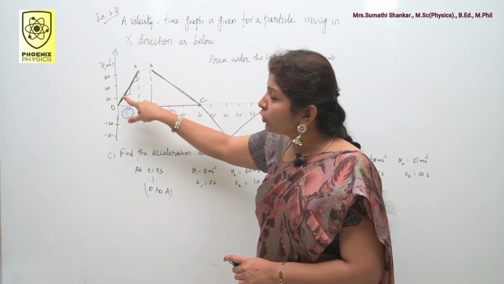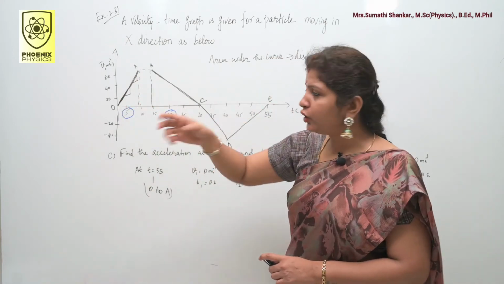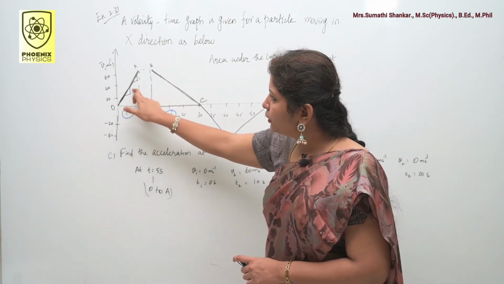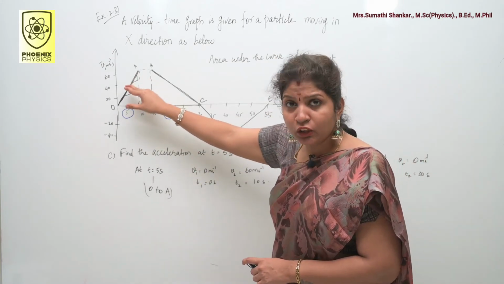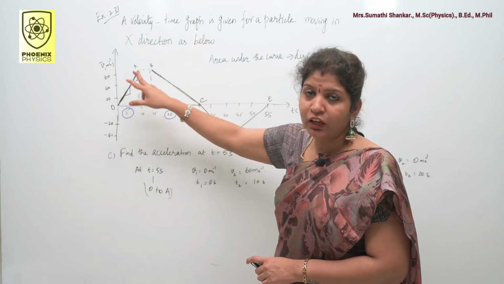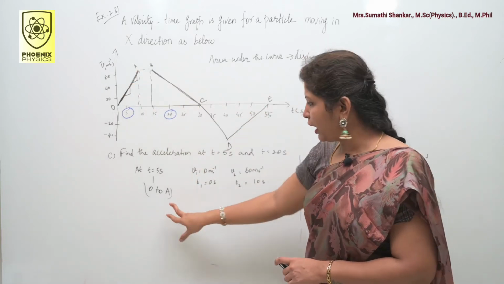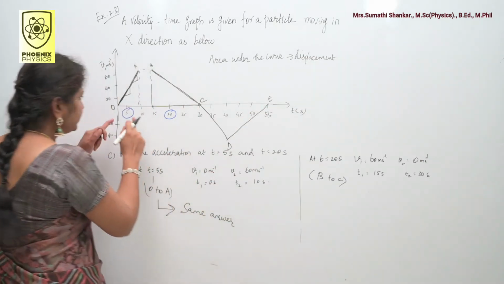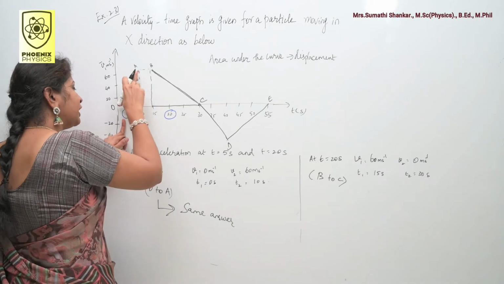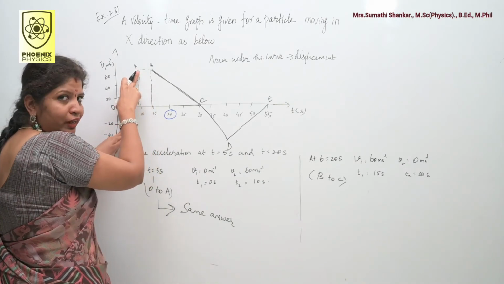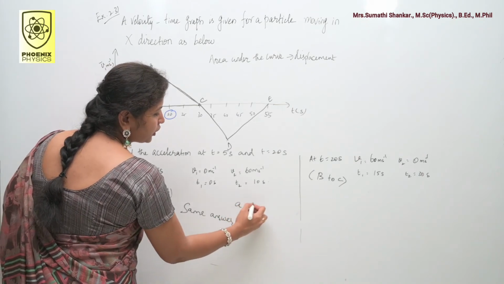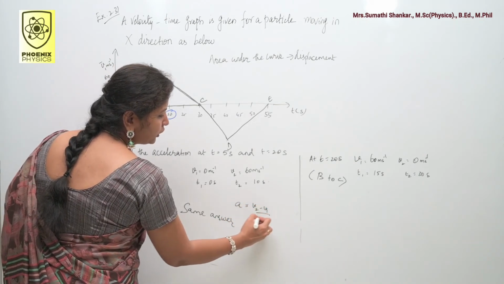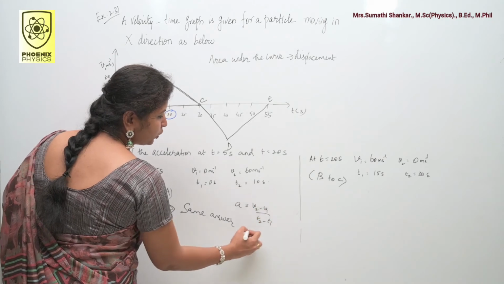For this line, you can find the slope between any 2 points. You can find the slope here or here. If you find the slope at any 2 points on the line, you get the same answer. So, A is equal to 5 lies between 0 to A line. What is the formula for acceleration? A is equal to V2 minus V1 divided by T2 minus T1.